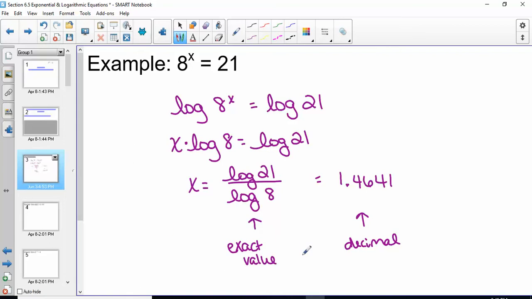So in a Math Excel test or quiz, I will always specify if I want the exact value, so just leave it in terms of logs, or if I want you to give me a decimal.